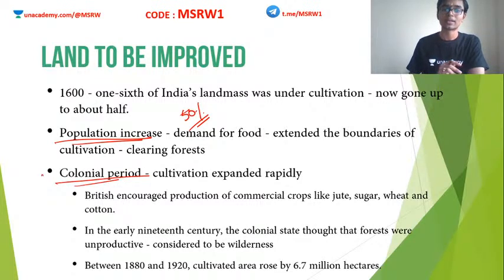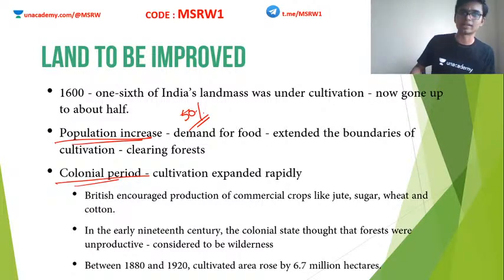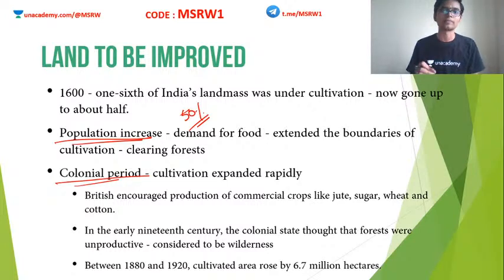As I told you, cultivation expanded rapidly. And when cultivation expanded rapidly, the British encouraged Indians to produce commercial crops. Earlier, before the arrival of the company, before industrialization, India was a subsistence economy, which means farmers produced these materials for subsistence, for eating. That's it. It was never a commercial kind of production. Clear? They were not aiming for surplus. They were aiming for a subsistence level economy.